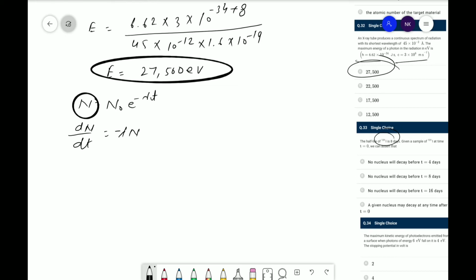So what will happen? The total reduction: no nucleus will decay before t is equal to 4 days, no nucleus will decay before t is equal to 8 days, no nucleus will decay before t is equal to 16 days.